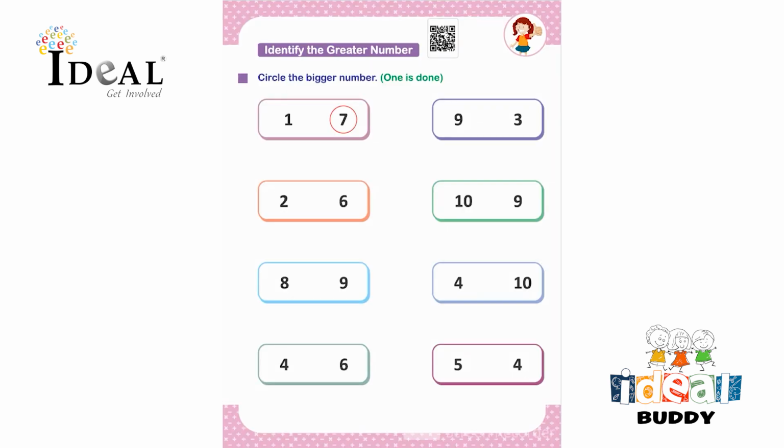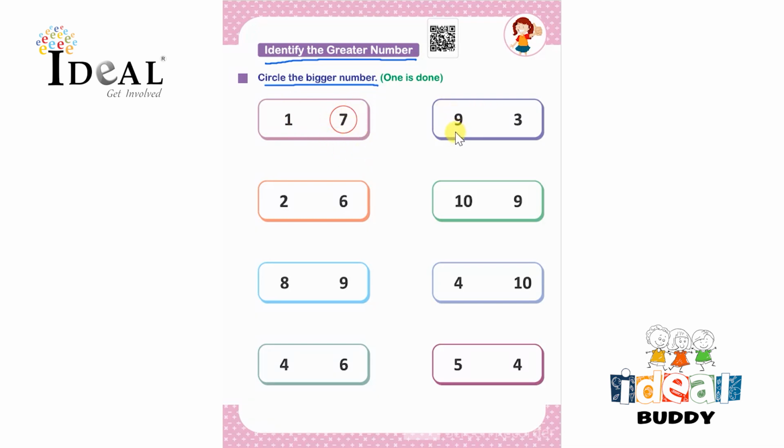Hello everyone. In this page, the child has to identify the greater number. So here they have to circle the bigger number and 1 is done for them. So here it is 1 and 7. So 7 is bigger number compared to 1. So here we have circled the number 7.